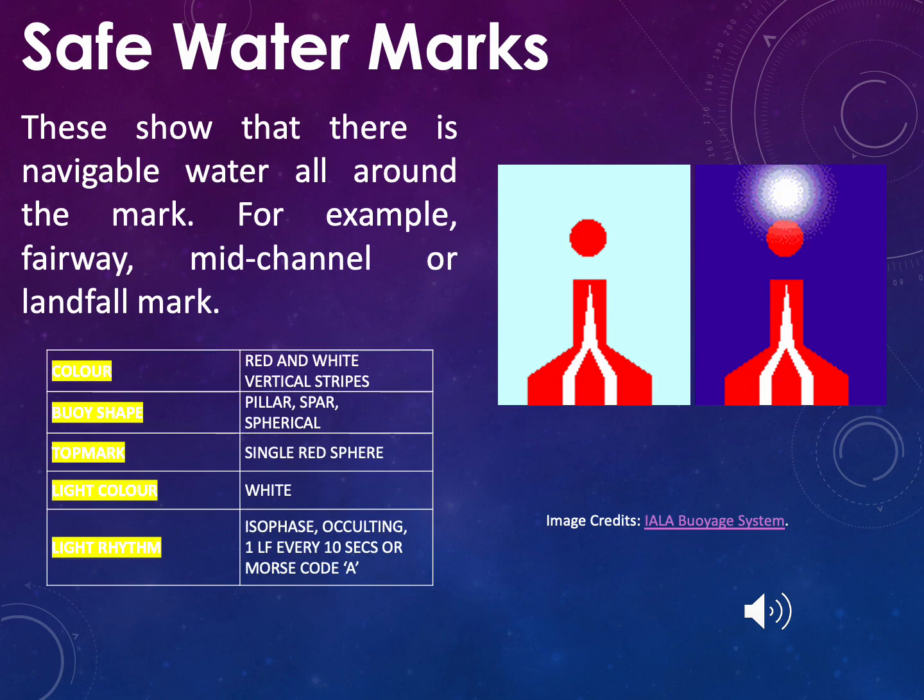Safe water marks. Safe water marks are used to indicate that there is navigable water all around the mark, and do not show any hazards. Such a mark may be used as a centerline, mid-channel, or landfall buoy, or to indicate the best point of passage under a fixed bridge.